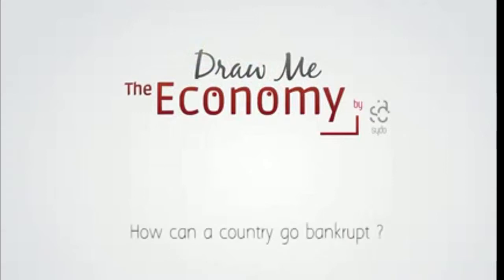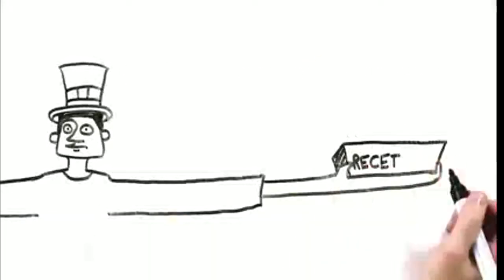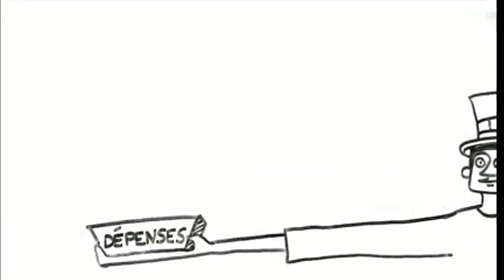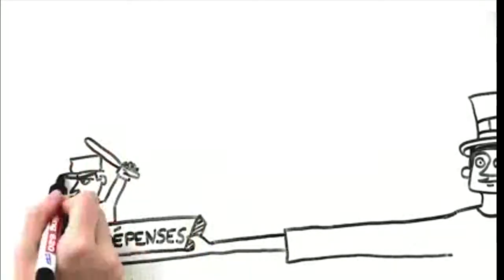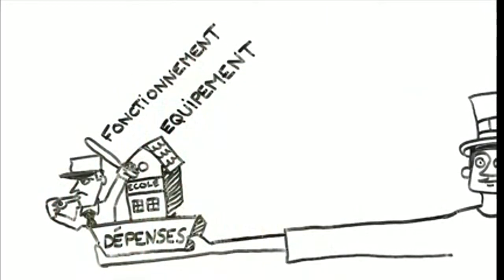How can a country go bankrupt? A country has both expenses and income. Its income comes from the taxes we pay, and its expenses are the costs needed to keep the country running, infrastructure and investment, and social welfare.